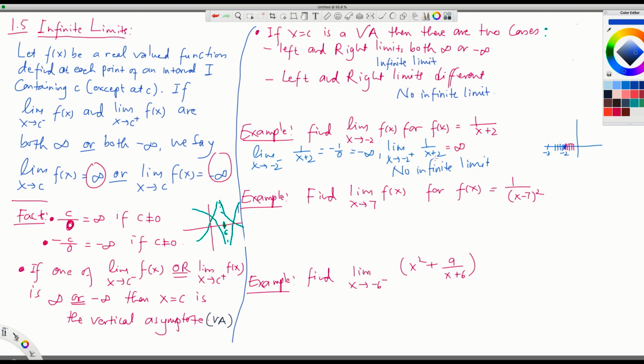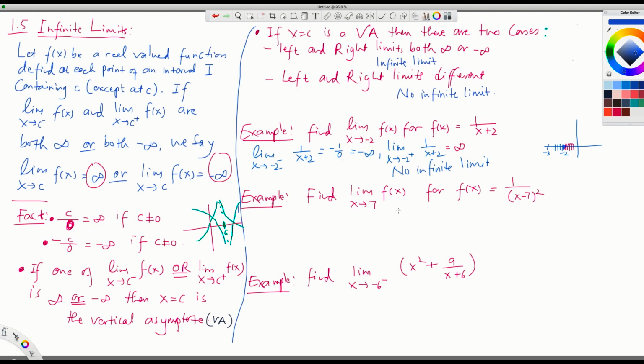But when you go from right side, this 2 will be bigger than x all the time. You see that? So when you get very close to negative 2, it will be 2 plus almost negative 2. That will be 0, but positive, okay? That will be infinity. So the left limit and the right limit are not equal. So the no infinite limit exists there.